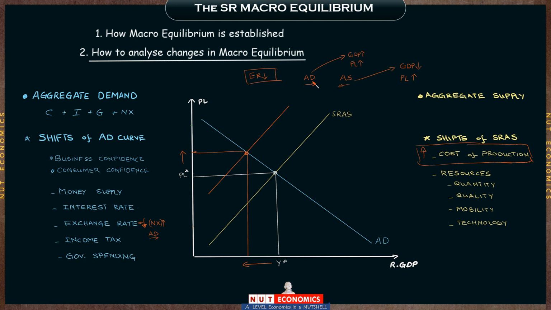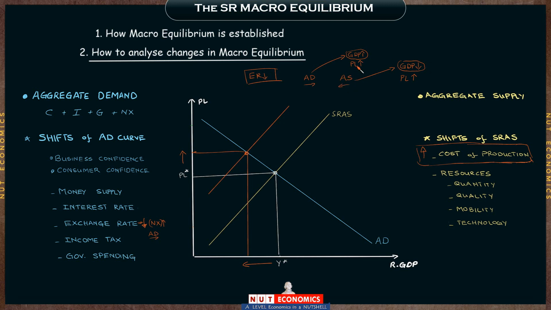And the combined eventual impact of exchange rate depreciation would be that on the one hand, due to aggregate demand increasing, your GDP will tend to increase, whereas because of the aggregate supply shifting to the left, your GDP will tend to decrease. So you cannot say what will happen to your GDP. That depends on whether the shift of aggregate demand is more than the shift of aggregate supply or vice versa.